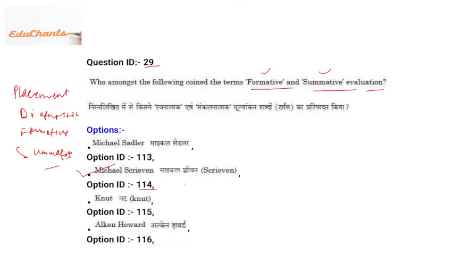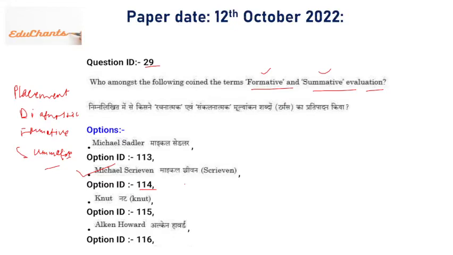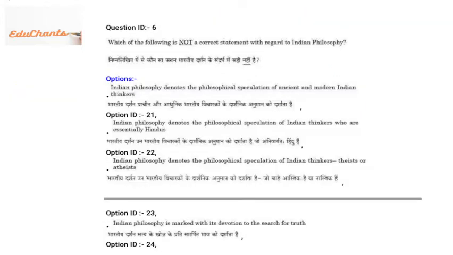Okay, so moving on to the next question. The paper date was 12th October 2022, when this paper was conducted. Now question ID 6. We will not consider question ID, we will just focus on the questions. Which of the following is not a correct statement with regard to Indian philosophy? Now Indian philosophy is based on the virtues of Vedas, right? Now which of the following statements is not a correct one?